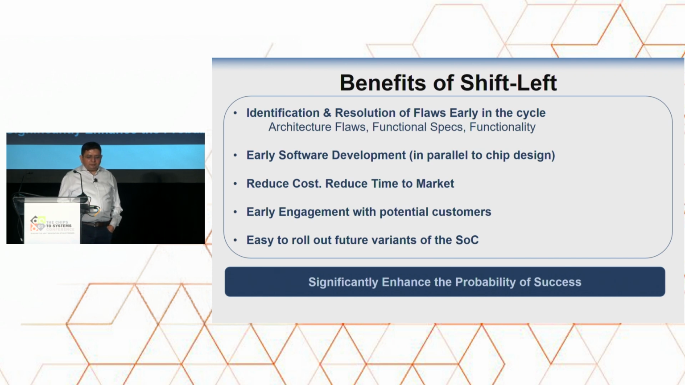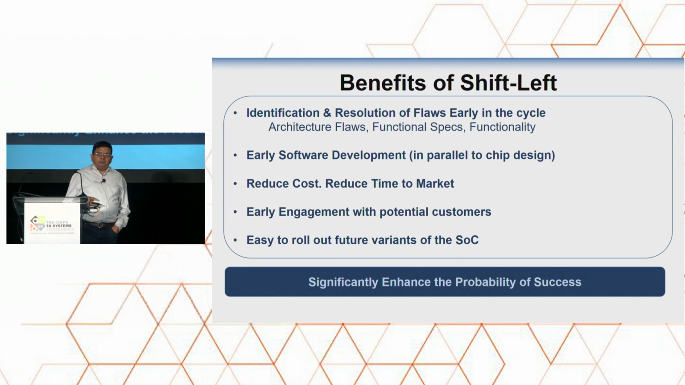Early software development is feasible. Even before the RTL is designed and your chip is fabricated, the software team can start developing the software in parallel. So it significantly reduces the cost and time to market for the next chip. Moreover, another important thing is that you can start engaging with your potential customers quite early in the cycle. Right in the concept stage, you can start talking to your customers and validate your concept on their applications, on their workloads, etc.